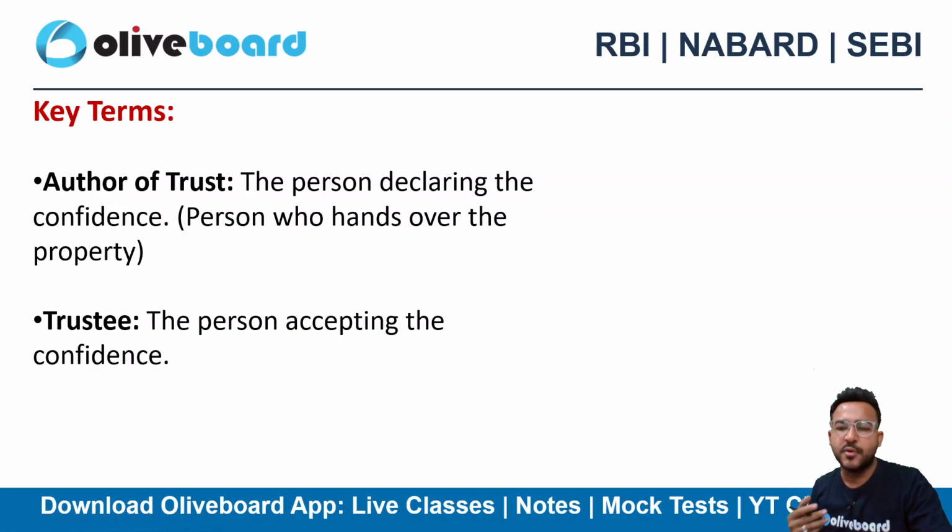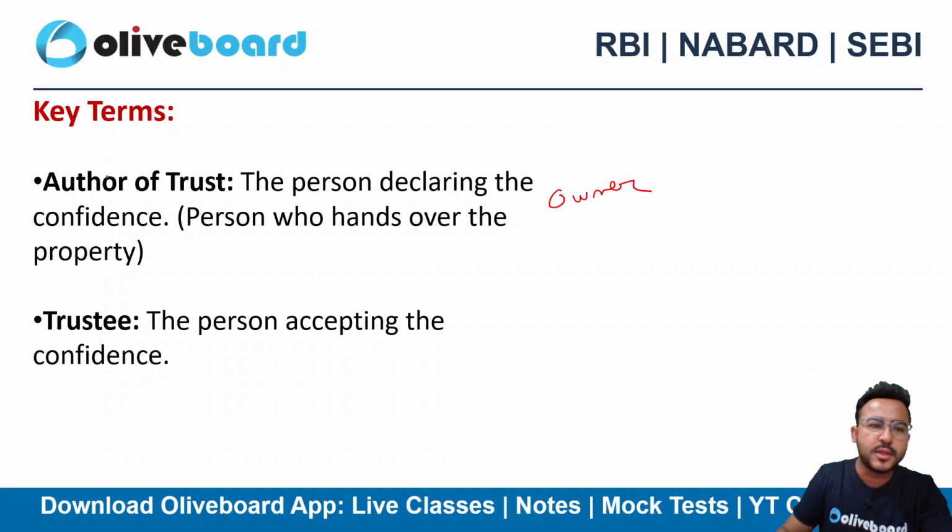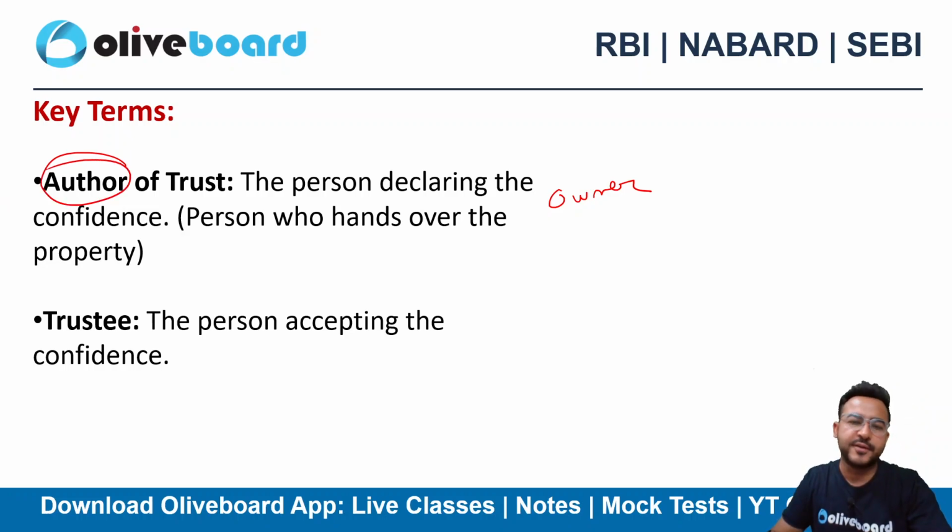Let's discuss some of the terminologies. First terminology is the author of trust. So the person declaring the confidence, the person who hands over the property, that means the owner, is called the author of trust. Okay, the owner is called the author of trust here. Next is trustee.